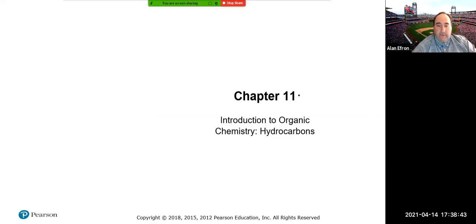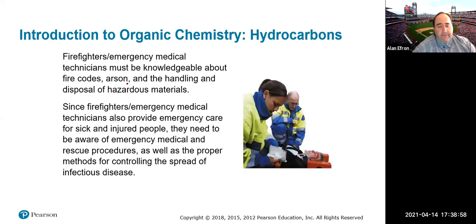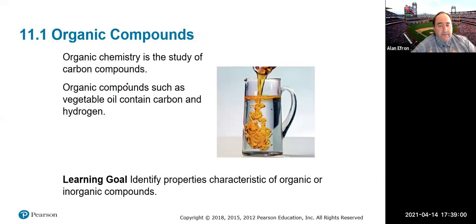And again, these notes are up there on the Canvas page, obviously, where all the other ones are. So we're going to start here in chapter 11 with an introduction to organic chemistry, and we're going to talk about some types of organic molecules. So let's talk about what organic compounds are versus some of the stuff that we've been talking about up until this point.